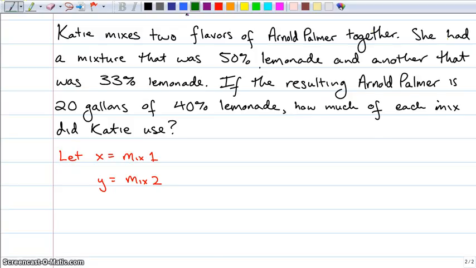First equation, I just want to know how much lemonade you made. I want to know how much lemonade you're going to be using, how much the total amount is from each one of these mixes. It has to add up to be 20 gallons. There's nothing else happening. If you add the first mix and the second mix, then you're going to have 20 gallons. Call that the count.